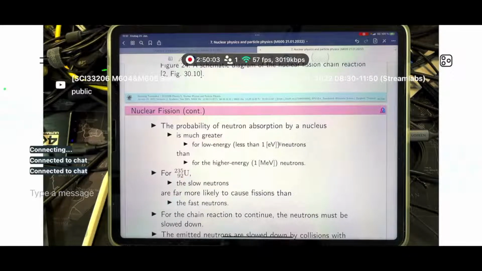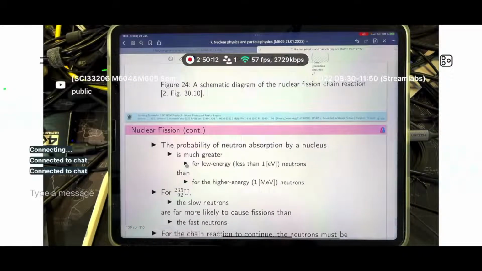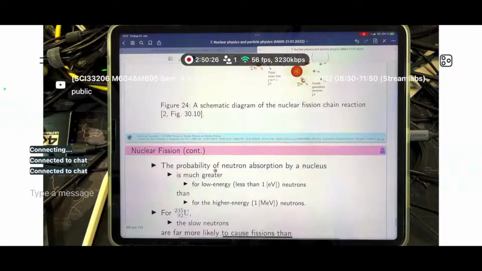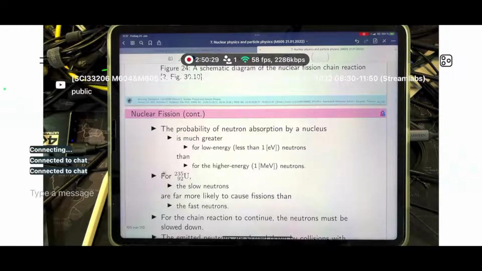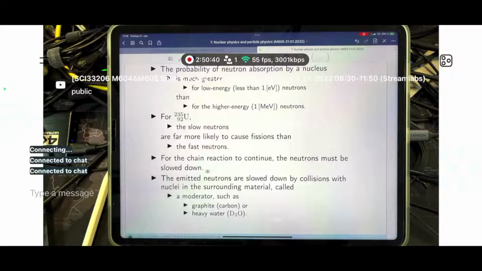The slow neutron will start the disintegration of uranium-235, okay. A high energy neutron, like 1 mega electron volt, which is a million electron volts, will not be useful to the next uranium. For uranium-235, the slow neutron will be useful to cause the next round of fission, more than the fast neutrons. For the chain reaction to continue, the neutron must be slowed down, okay.